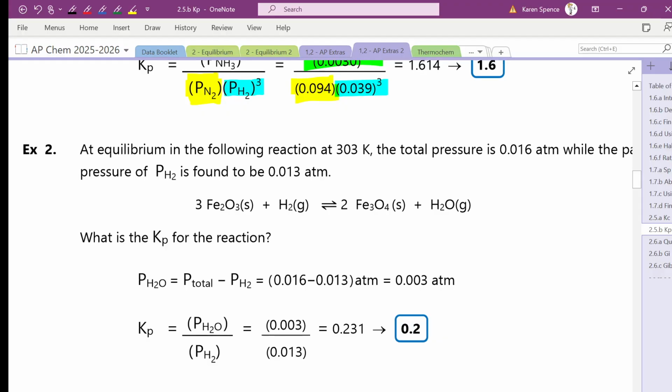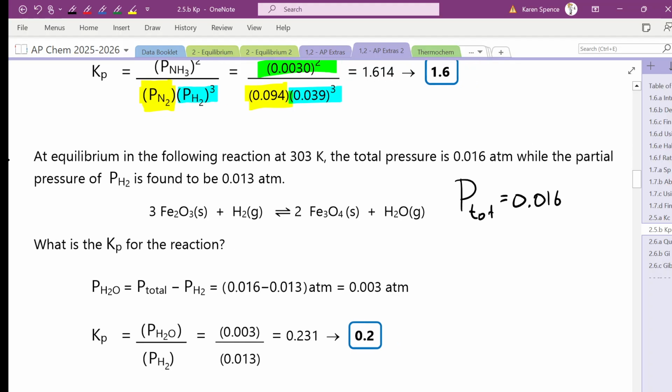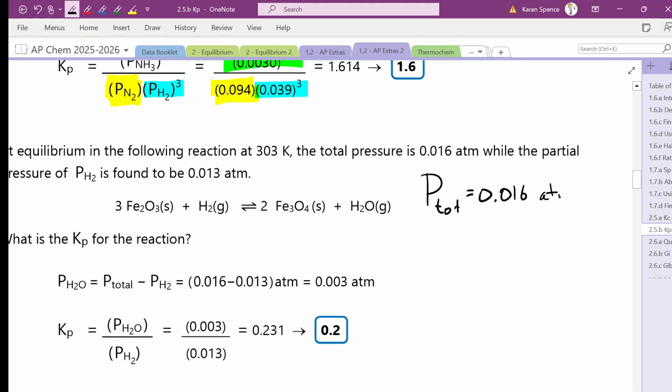Example 2, at equilibrium. In the following reaction at 303 Kelvin, the total pressure is 0.016 atmospheres, while the partial pressure of H2 was found to be 0.013 atmospheres. What is Kp for the reaction?